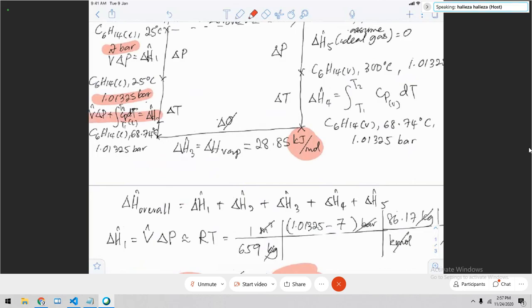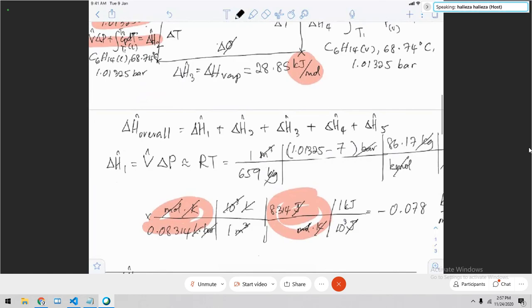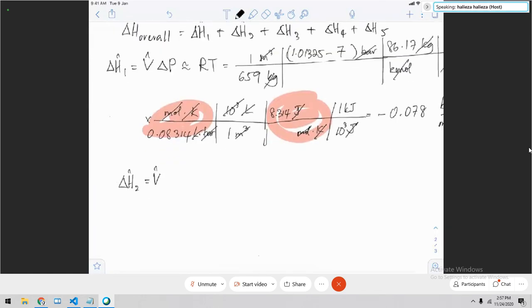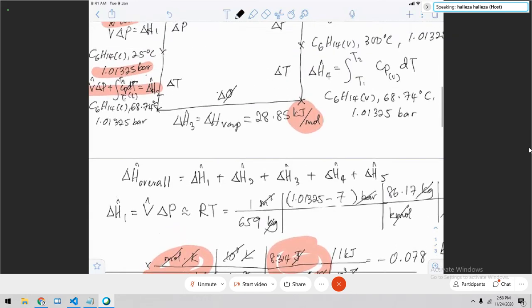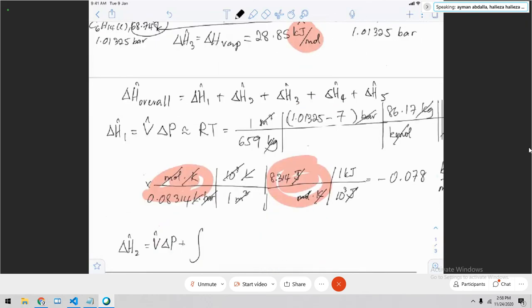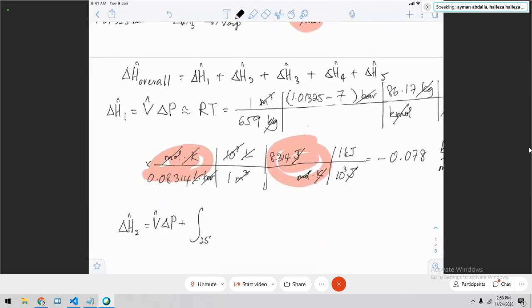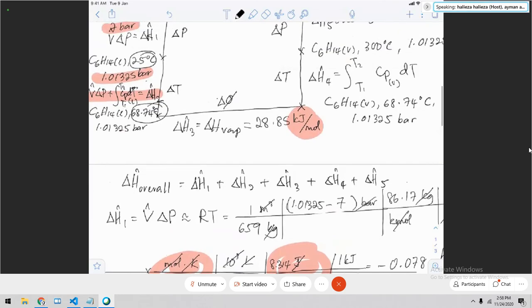Second step. So, take down that equation, jot down the equation, plus the integration. What is the temperature one? 25 going to 68.74. Okay, that's T2. 25 to 68.74 degrees C. Your heat capacity should be that of liquid because you're dealing with liquid.